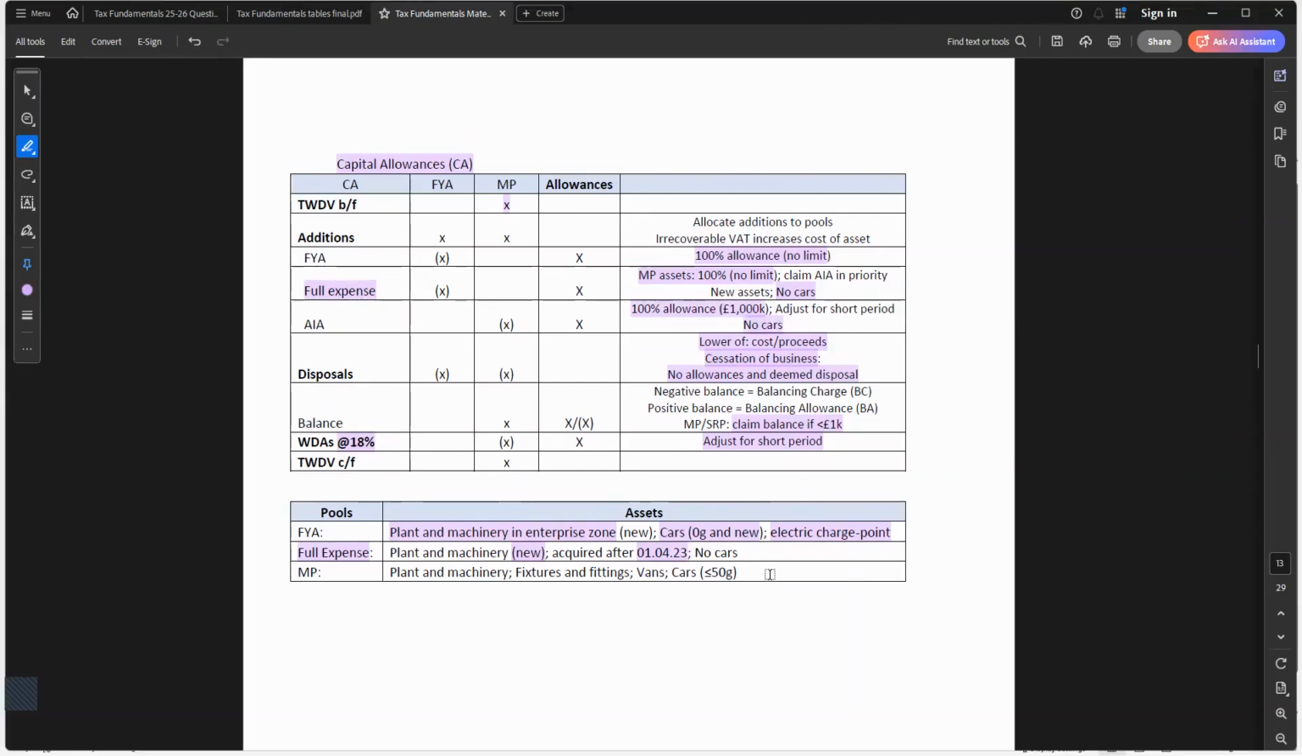And then, the same as we looked at for income tax, the main pool includes plant and machinery, fixtures and fittings, any vans, and then cars with CO2 emissions of less than 50.